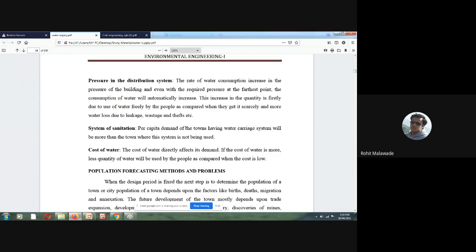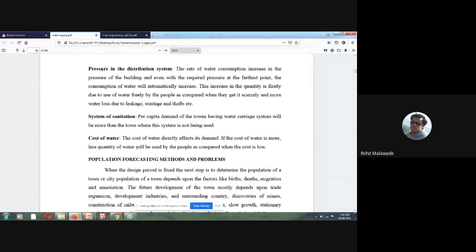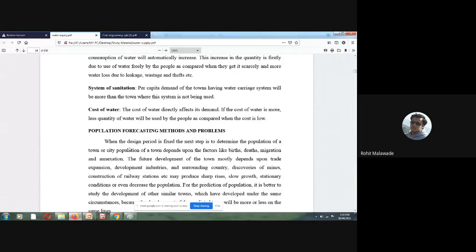Now, system of sanitation. Say if you are going to use a flush in your houses, the water consumption will be high. If you are going to use a bucket, or a jug or mugs, your water consumption is going to be less. And again, it is dependent on the conservancy system and the water carriage system. If you have the water carriage system, you require a huge quantity of water as compared to the conservancy system. What is that conservancy system? What is that water carriage system? You are going to learn in the next semester.